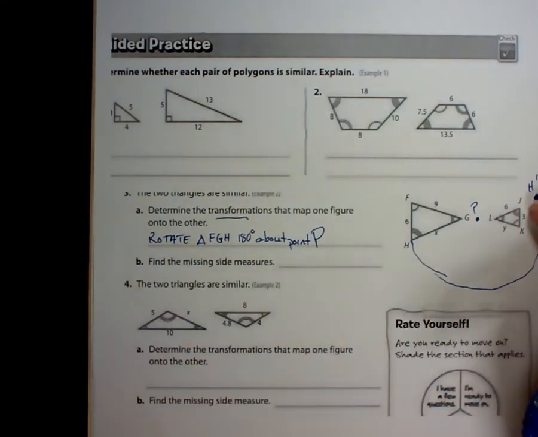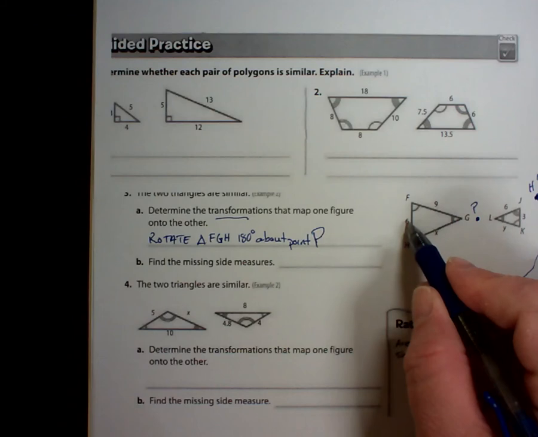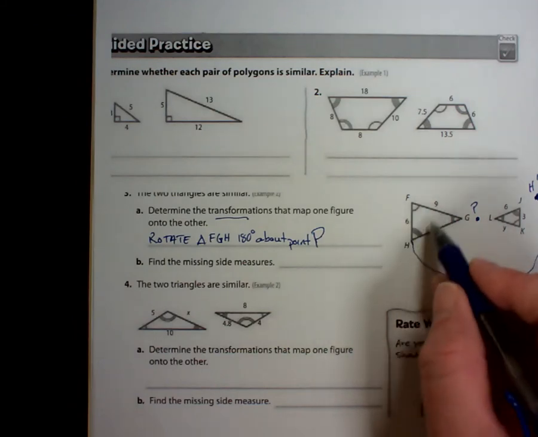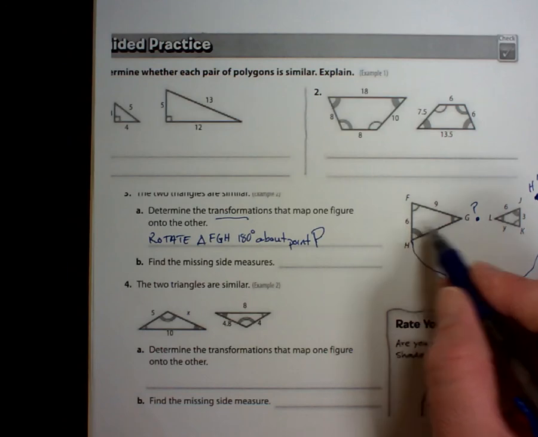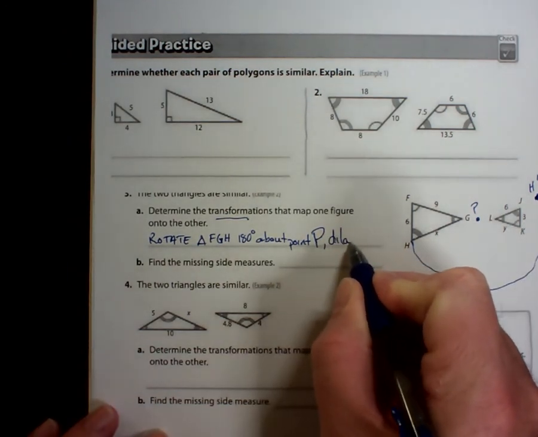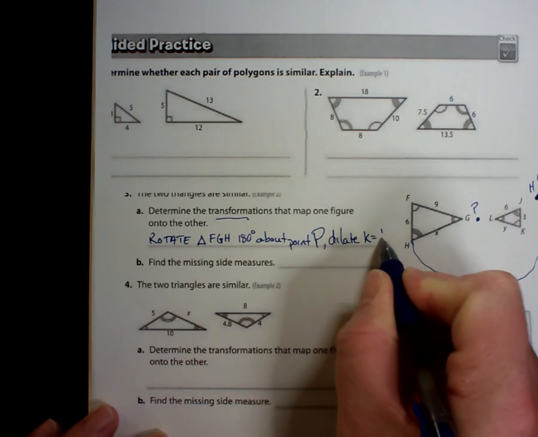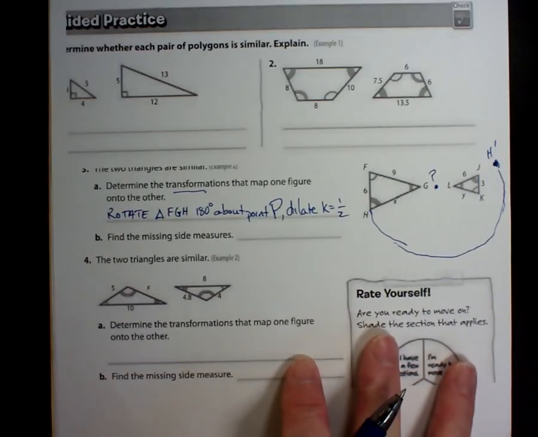That gets you to over here, the whole triangle, and then you can dilate. And you have to look at the scale factor. If we're treating this as the pre-image and we're mapping it to the image, then we go 6 to 3. We reduce by dilate, K equals 1/2.